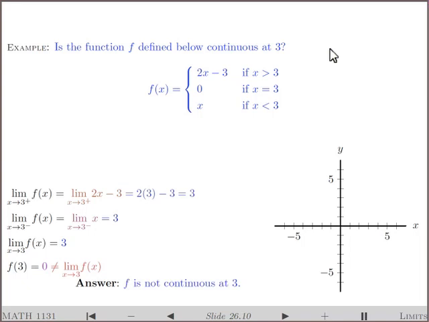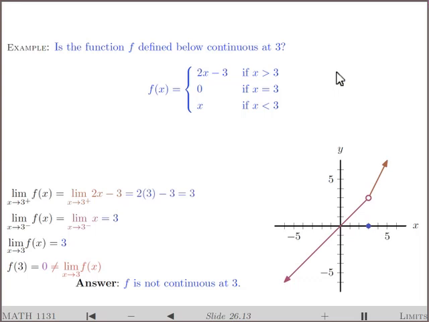So what this means is that if you draw the graph, the right-hand segment, y equals 2x minus 3, approaches the point (3, 3), as does the left-hand segment, y equals x, but there is a hole in the graph at 3, and the value of the function at 3 is 0, so they have plotted the point not where the hole is, but somewhere else. This is what stops the function from being continuous.